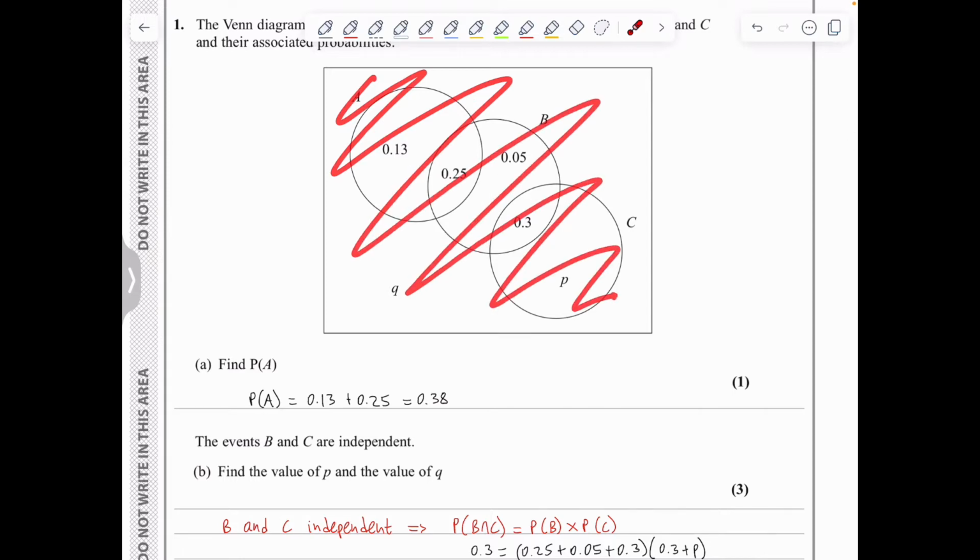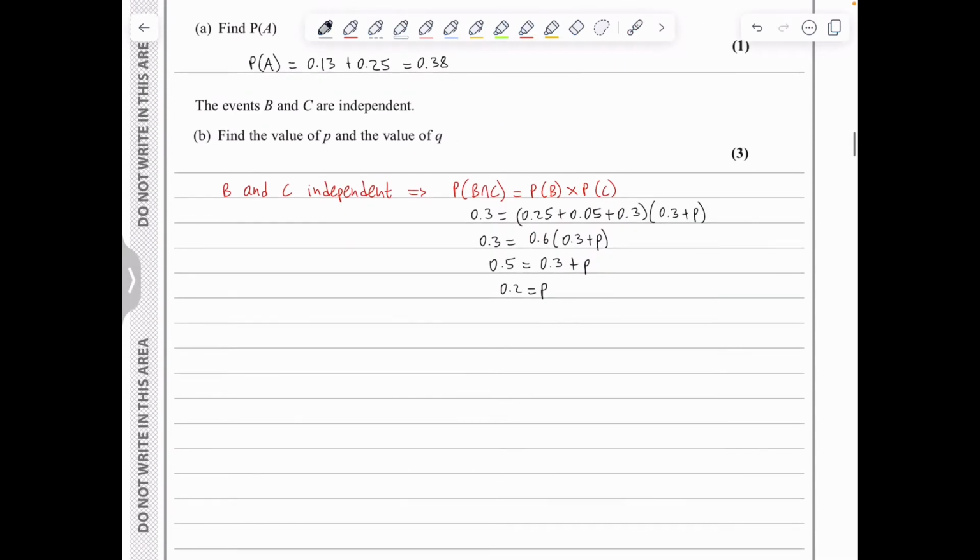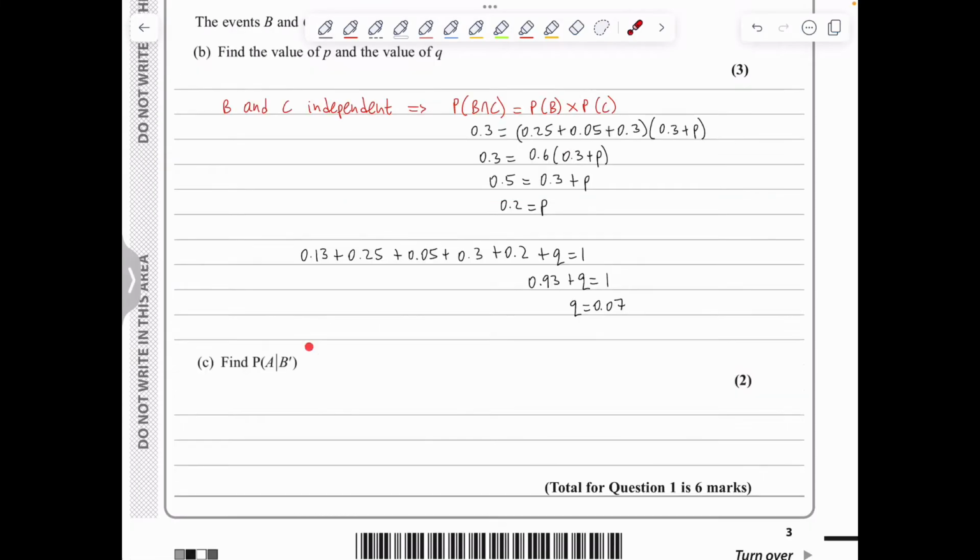Now, to proceed in finding Q, we can simply consider that the sum of all probabilities here should be equal to 1, which means that we've got 0.13 plus 0.25 plus 0.05 plus the 0.3 plus the 0.2, which was the value of P, plus the Q is equal to 1. So we get 0.93 plus Q is equal to 1, and therefore Q is equal to 0.07.